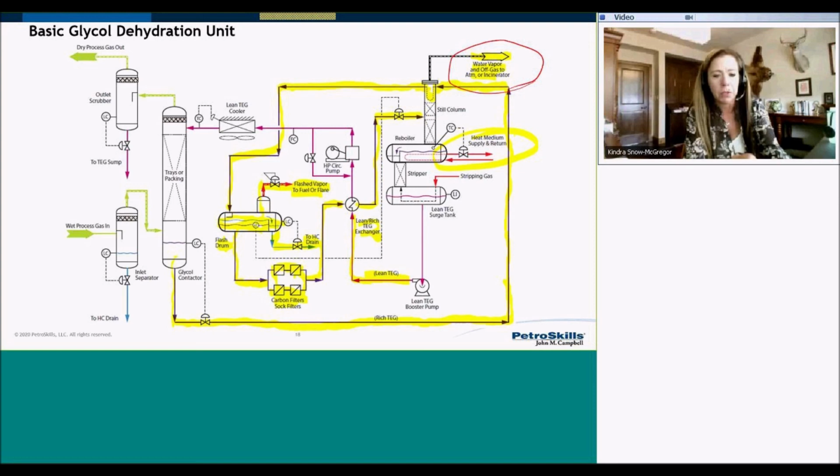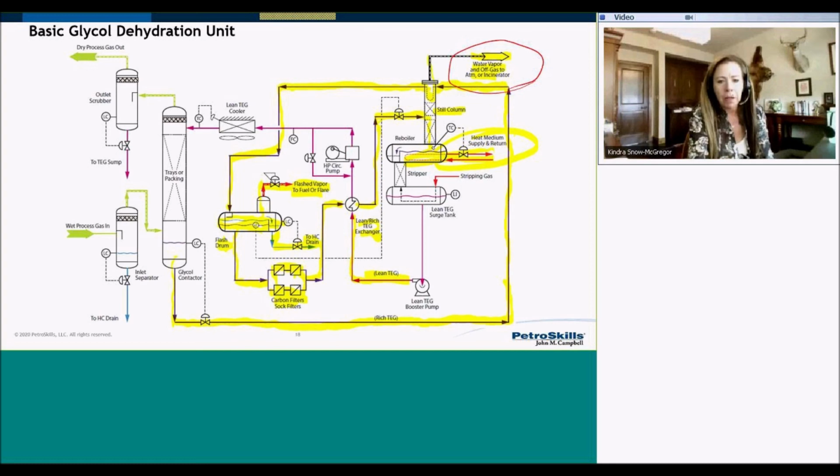And so once the rich TEG flows to the still column, it flows down this packing. You can see I have a hot oil tube here. Oftentimes it's a direct fired heater. And all I'm doing is I have this bath of TEG and I'm boiling it. And so I'm boiling out all the water that the TEG just picked up from my natural gas. And so that water vapor goes out the top.